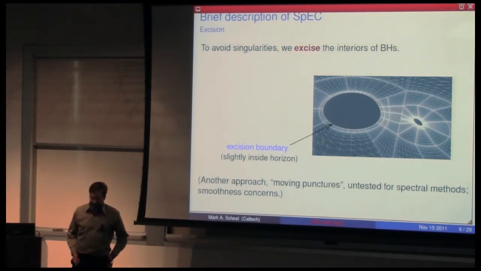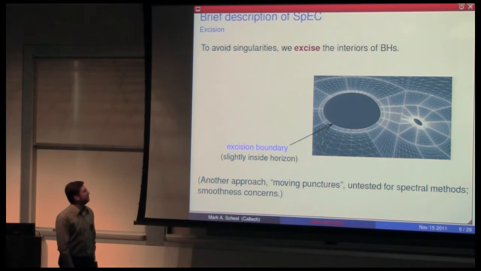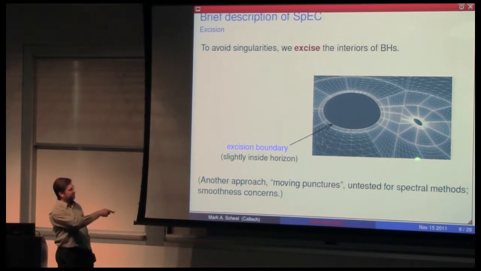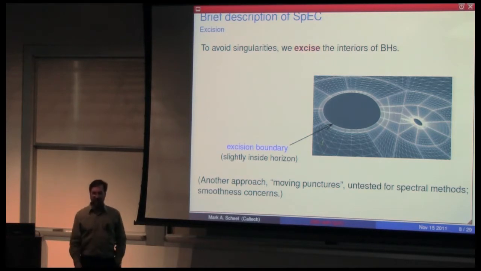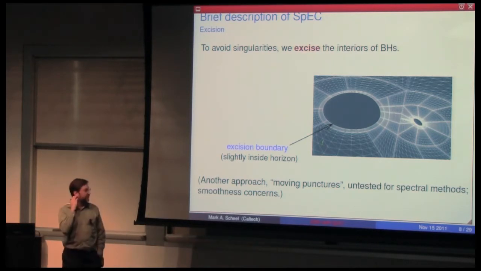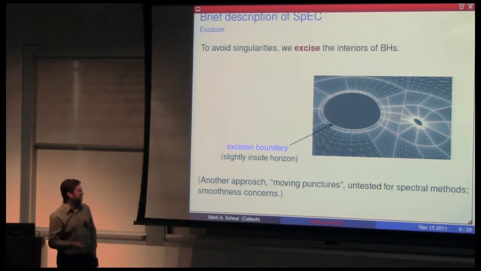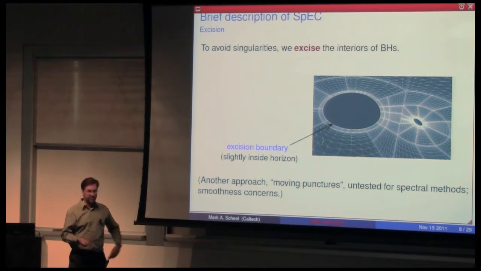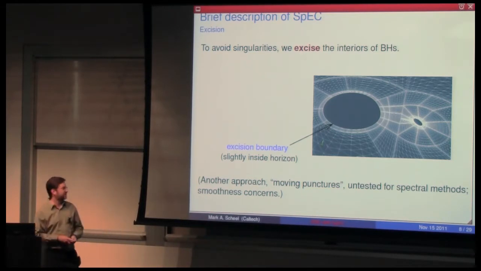Black holes have singularities in the middle. To avoid them, what we do is we excise them. This is an example of one of our grids, and this is what we call an excision boundary, which is slightly inside of one of the horizons, and here's another excision boundary slightly inside of the other horizon. We do this in a way that's mathematically well defined and well posed, based on the idea that nothing inside the horizon can get out.